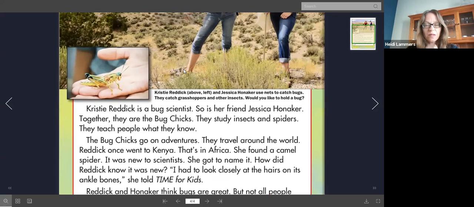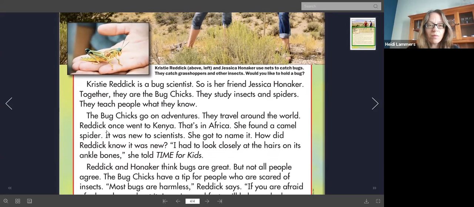Okay, let's zoom in. And remember, I'll read it to you. Ready? Read. Christy Reddick is a bug scientist. So is her friend Jessica Honecker. Together, they are the bug chicks. They study insects and spiders. They teach people what they know. The bug chicks go on adventures. They travel around the world.